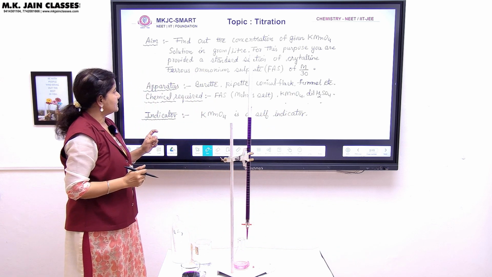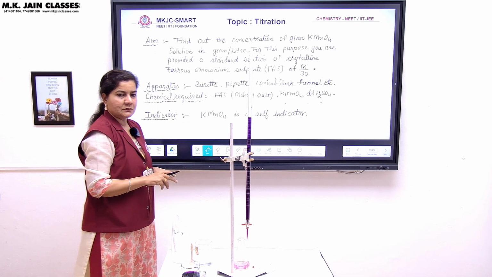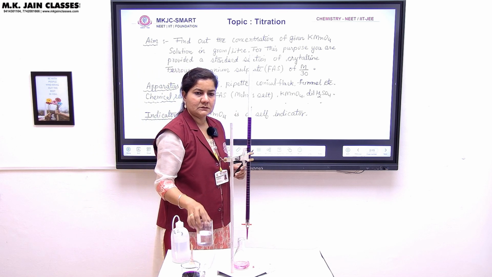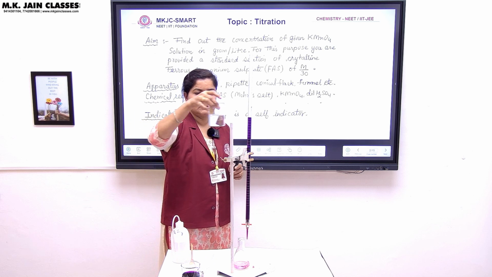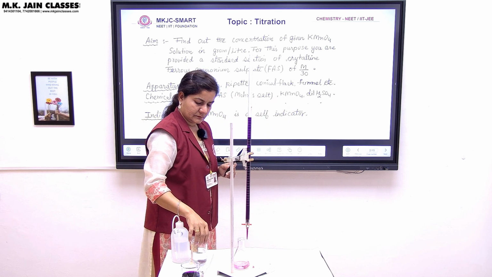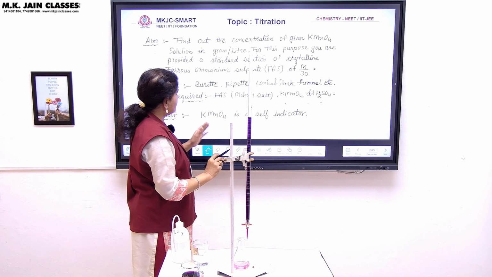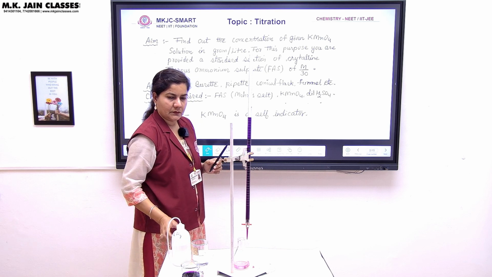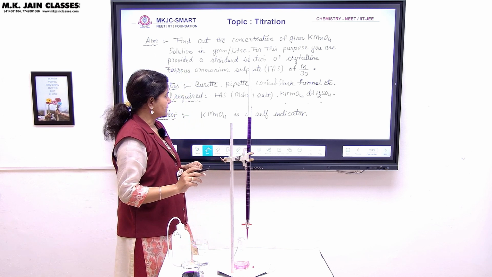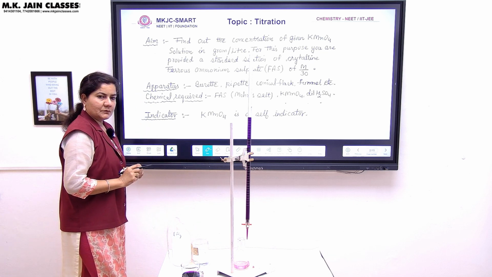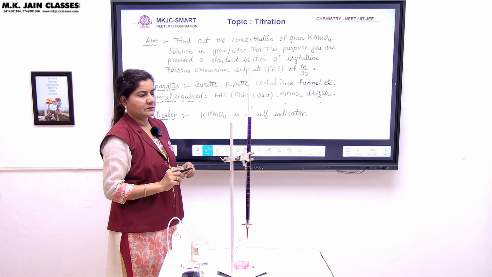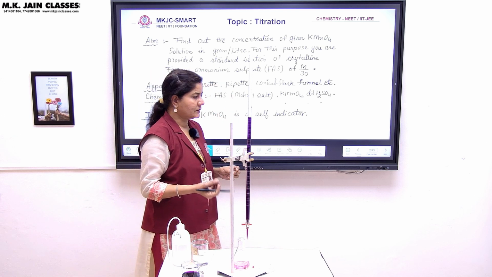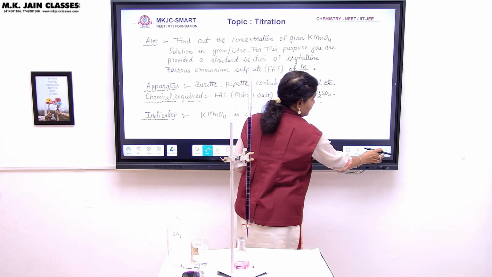Next are the chemicals required. The chemicals used over here are potassium permanganate filled in the burette, and ferrous ammonium sulfate, which is colorless and transparent. This solution we use along with dilute sulfuric acid, which we pour inside the conical flask. Now the indicator is KMnO4, which acts as a self indicator. This KMnO4 turns the solution from colorless to pink in color. Now see the next slide.